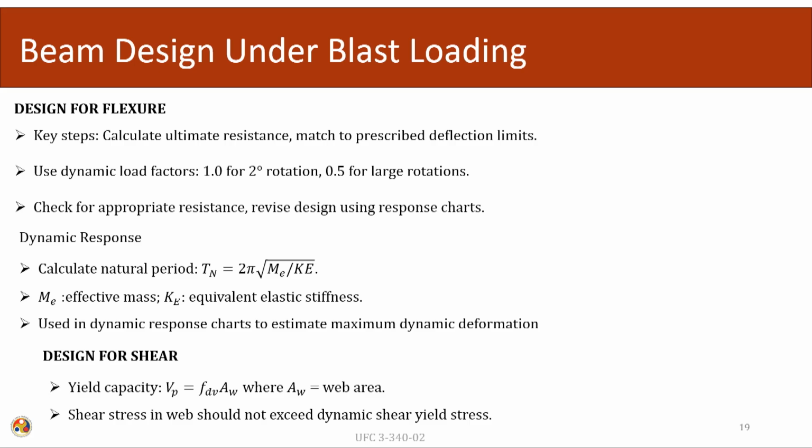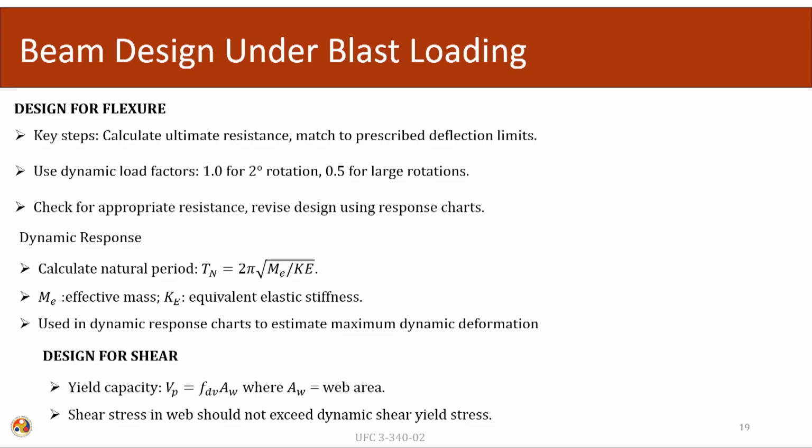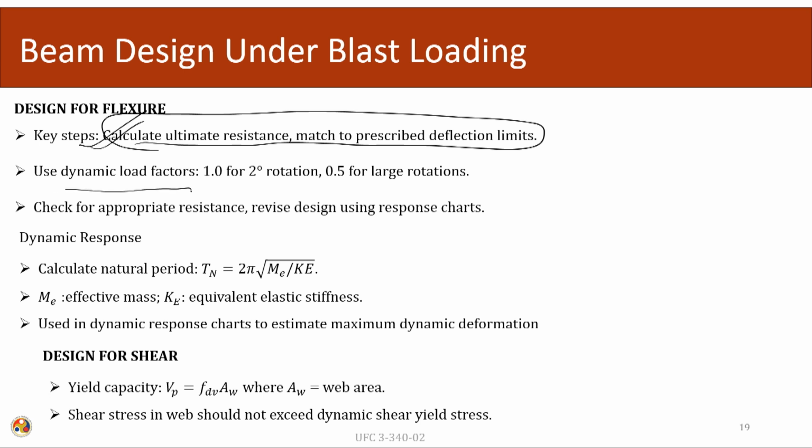So, let us look into a design example. So, what we need to do? First, we need to calculate the ultimate resistance to match the prescribed deflection limits. So, this is the key step. Then for the dynamic load factors, we have to use 1 for 2 degree rotation, 0.5 for the large rotation, and we have to check for the appropriate resistance. Revise design using the response chart.